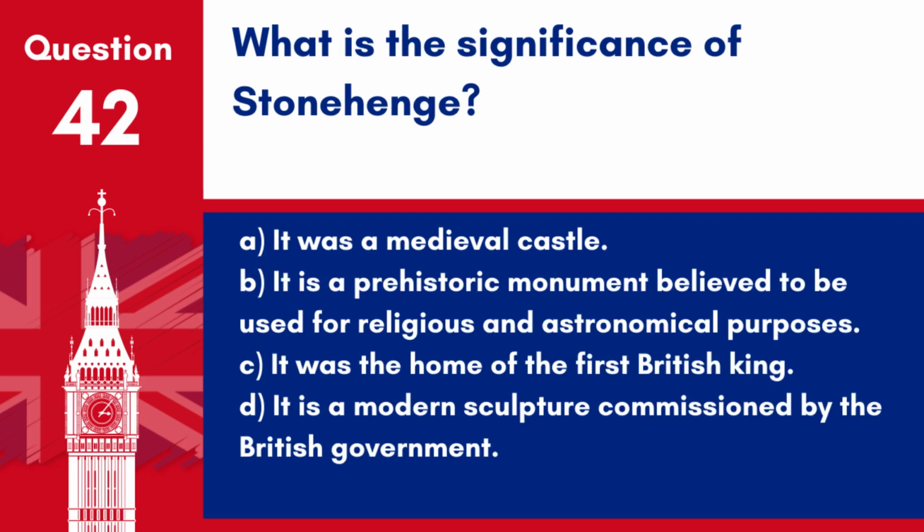Question 42. What is the significance of Stonehenge? A. It was a medieval castle. B. It is a prehistoric monument believed to be used for religious and astronomical purposes. C. It was the home of the first British king. D. It is a modern sculpture commissioned by the British government.